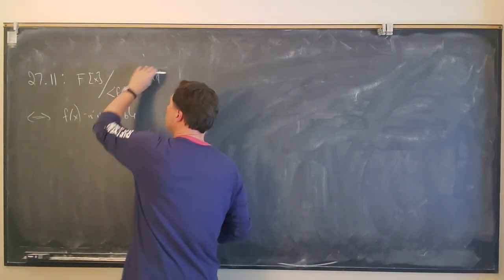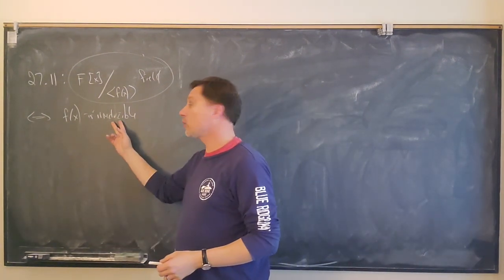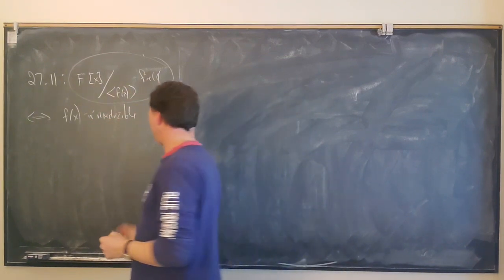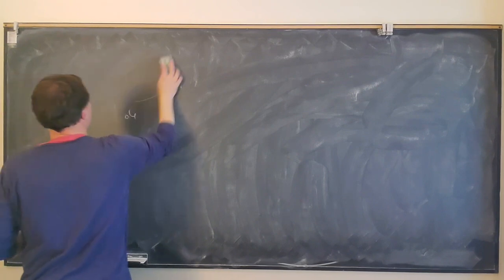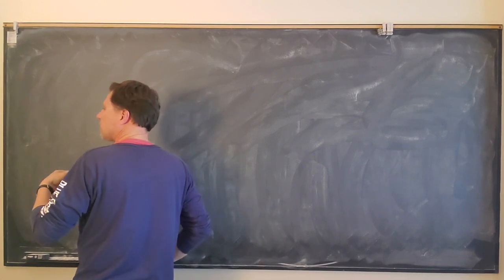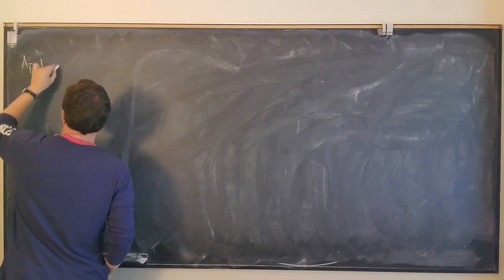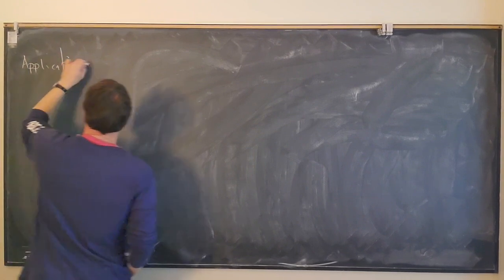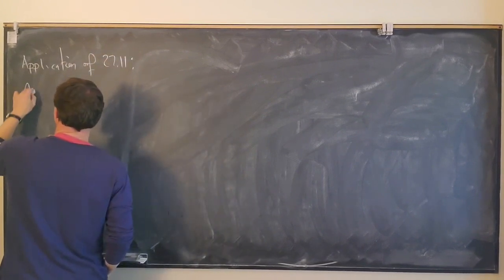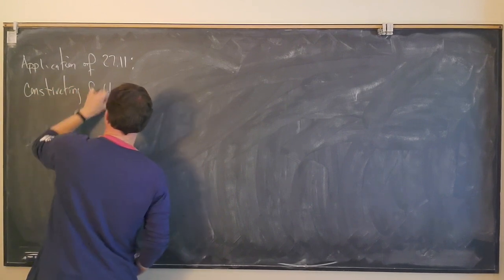So now what I want to do is look at an application. What this is going to allow us to do is construct lots of fields. Every time we know that we have an irreducible polynomial, set up this quotient right here and we're guaranteed that we have a field. And what we can do then is get specific about the size of the field. So this allows us to construct fields of interest. So let's say it like this, application of 27.11, and the application is constructing fields.